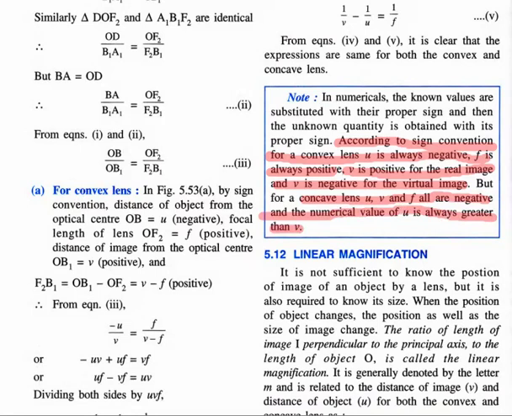Then we have linear magnification. There is a definition which you have to remember: the ratio of the length of the image I perpendicular to the principal axis to the length of the object O is called the linear magnification. Again, I'll read: the ratio of the length.